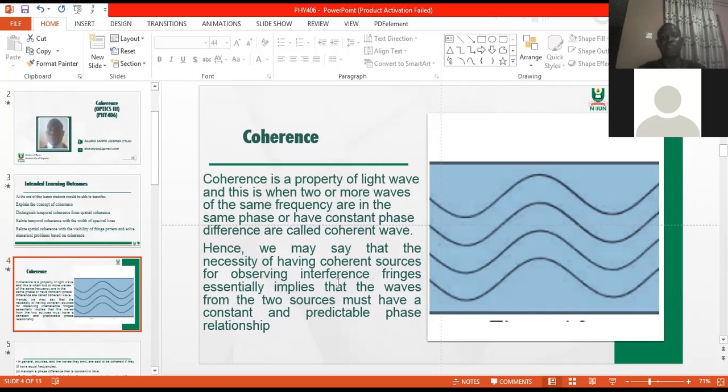Now, if they are of different phase, you will discover that they will negate each other, and we won't be able to have a constructive interference. But here we are interested in the constructive phase of the interference. Now, looking at this, you can see they are in the same phase, they have the same frequency, they are moving at the same frequency.